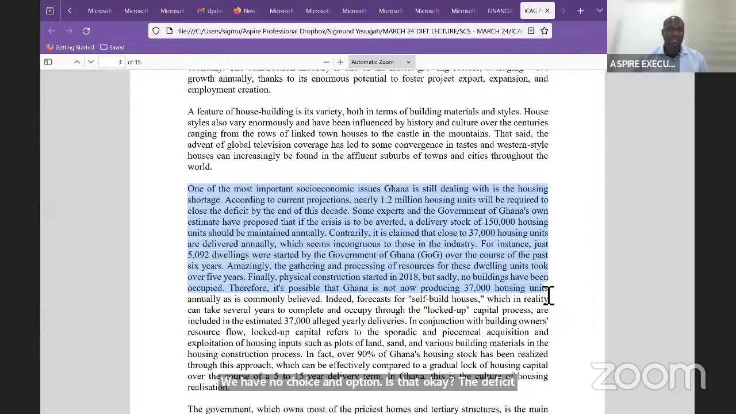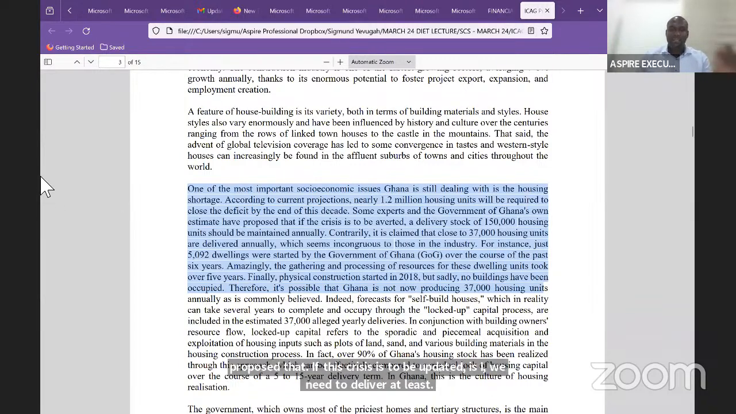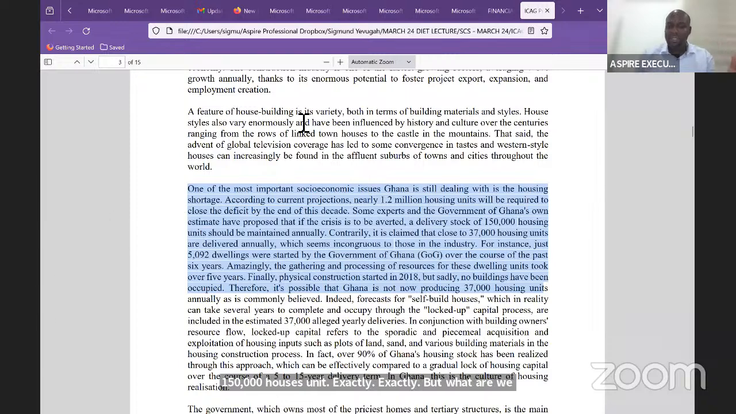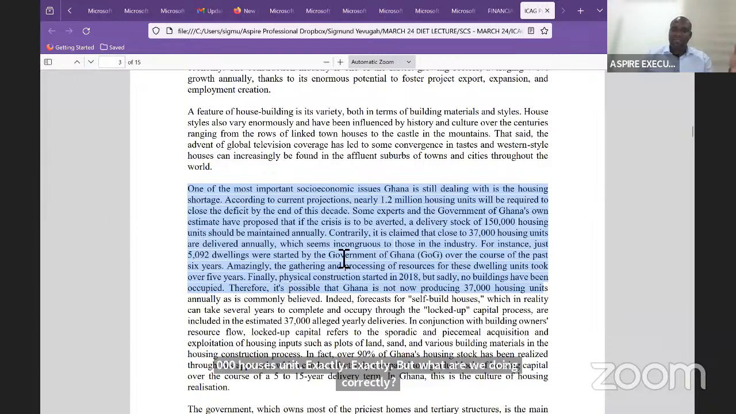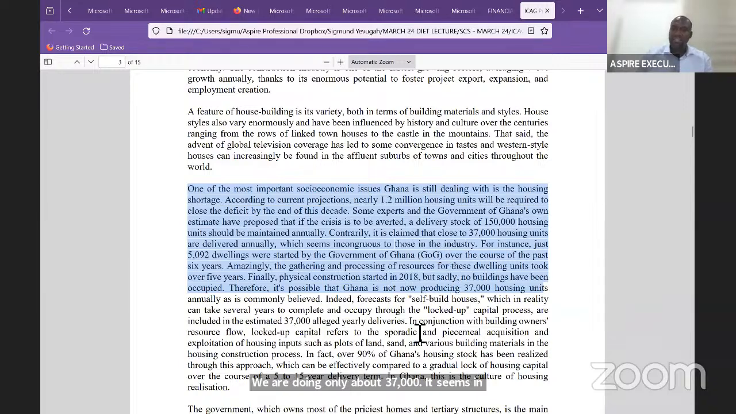Is that clear? So they said here that, according to the current projection, nearly 1.2 million household units are required to close the deficit by the end of the decade. Some experts and the Ghana government's own estimate have proposed that if this crisis is to be averted, we need to deliver at least 150,000 housing units annually. But what are we doing currently? We are doing only about 37,000, which seems incongruous to those in the industry.